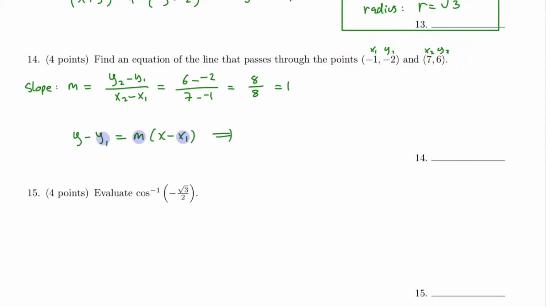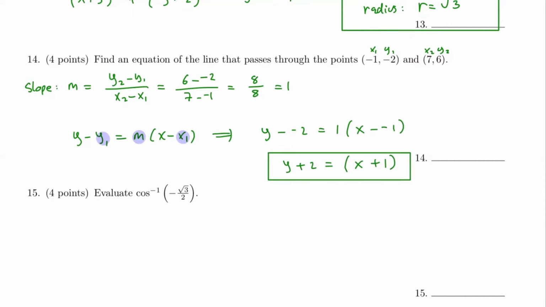So our equation of the line would be y minus y1, that's -2, is equal to m1, x minus x1, that's -1. Clearing out the negative signs, you have y plus 2 is equal to x, I guess, plus 1. Yeah, you don't need the parentheses, but I'm keeping it. Just wanted to keep them. There you go. That is our answer.